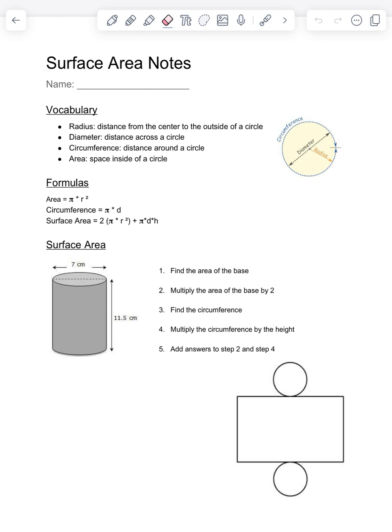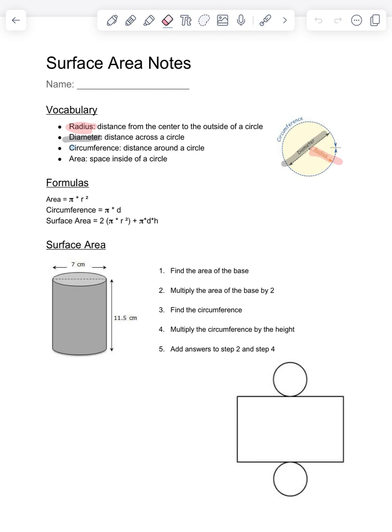On your iPad, you can see that radius is in orange over here, so we're going to highlight it orange. Remember, radius is the distance from the center to the outside of the circle. We also call it halfway across the circle. Diameter, which is the full distance across, is in black, so we're going to highlight it black in our vocabulary list.